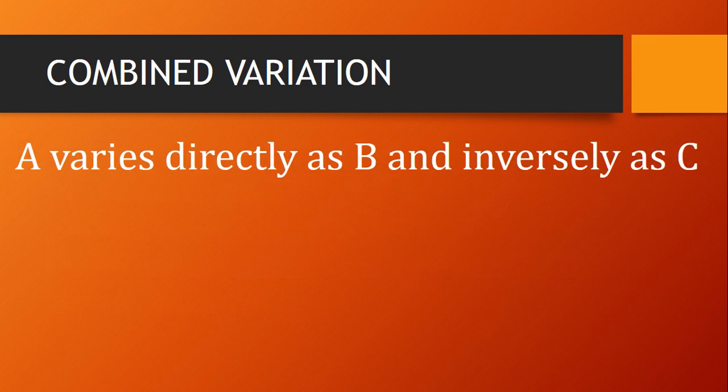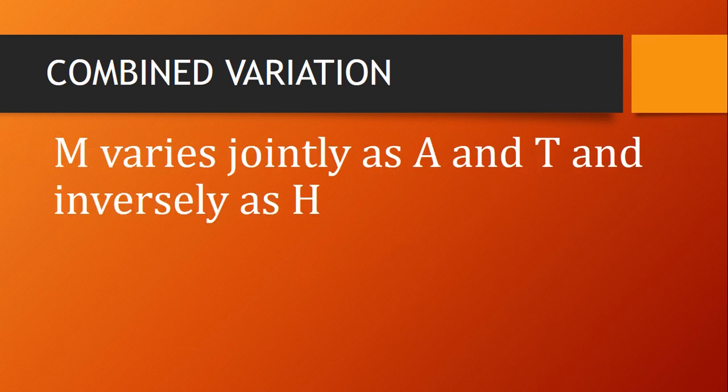For example, A varies directly as B and inversely as C. So, yung A daw varies directly sa B. And also yung A varies inversely sa C. So, dalawang quantity siya naka-vary. Another example, M varies jointly as A and T and inversely as H. Ito naman yung M varies jointly sa A and T. At the same time, inversely as H.